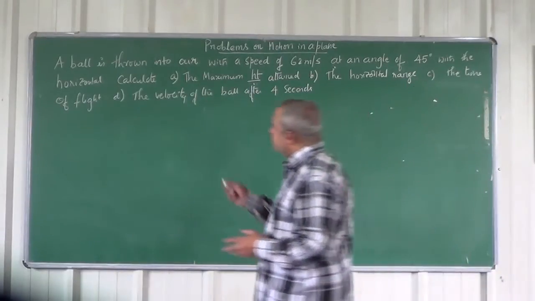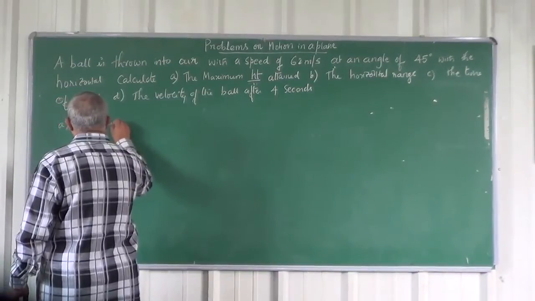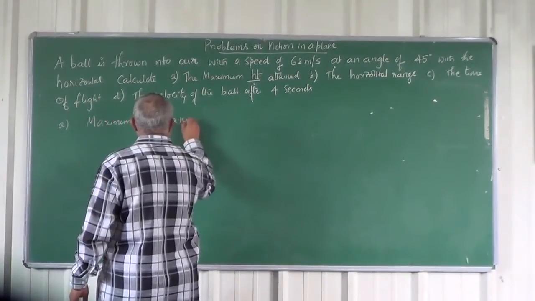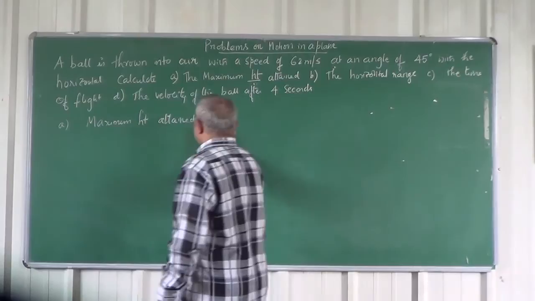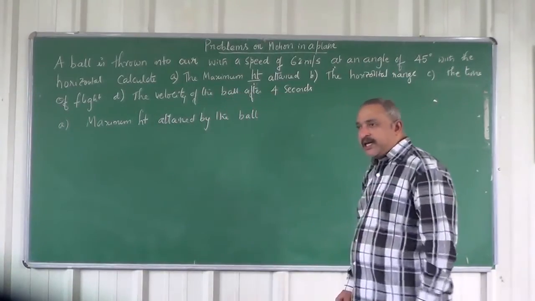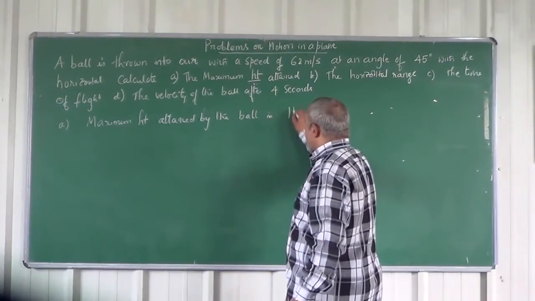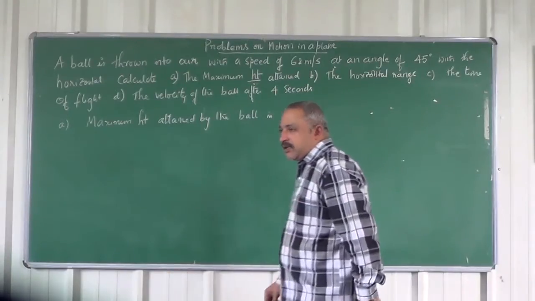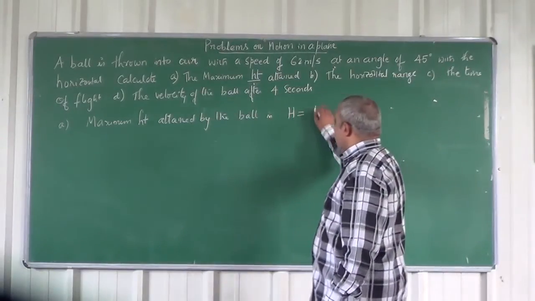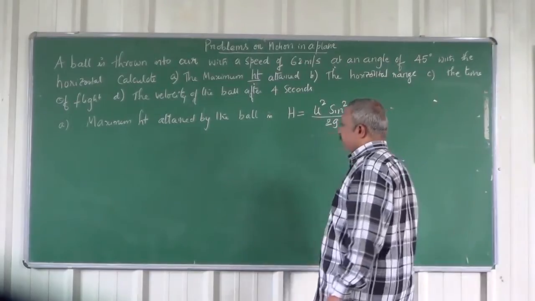The first one, A, maximum height attained by the projectile. Attained by the ball, which is the projectile in this case. What is the formula for maximum height? Yeah, you know it is u squared sin squared theta divided by 2g.